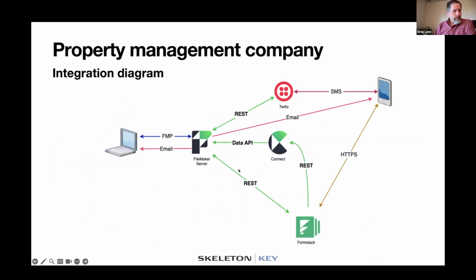So here we're using FormStack, obviously, and that's for the tenant. That's their primary interface with the system, just those FormStack forms. And then they receive messages through email and SMS. But in the back end, those FormStack results are going through Claris Connect back into FileMaker, and then the users at the organization are using FileMaker Pro to interact with that data. Twilio is being used in the back end, as well as email, to send messages to users and contractors as needed.